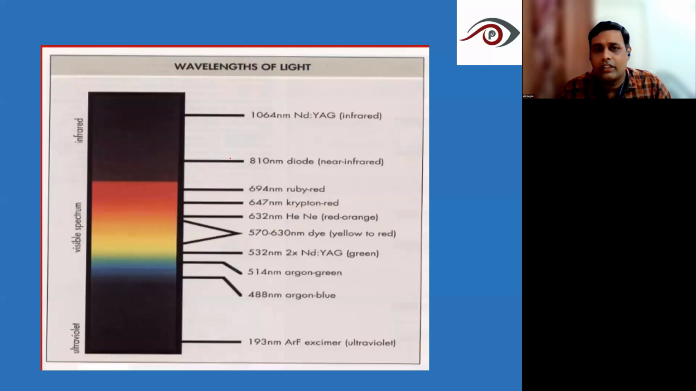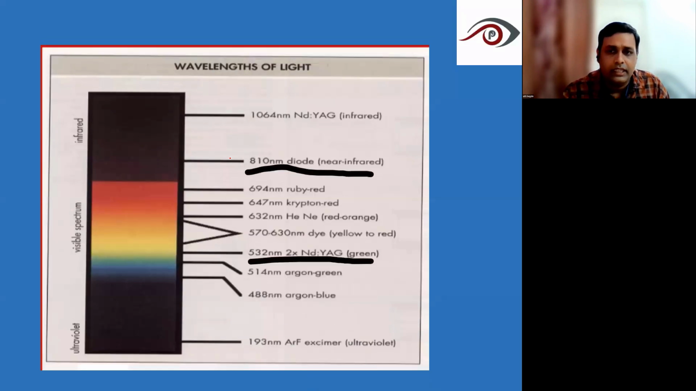So various wavelengths and various lasers are used nowadays. Most commonly for the retina, we used the 810 nanometer diode previously, and now most of the time it is replaced by the double frequency Nd:YAG laser, which is 532 nanometer. The 1064 Nd:YAG laser we use for YAG capsulotomy, and for the subthreshold laser we use the 577 yellow laser. The 193 nanometer excimer laser we use for LASIK.